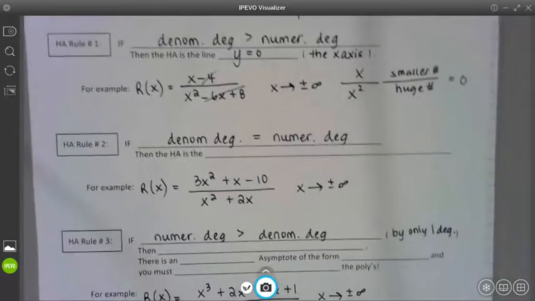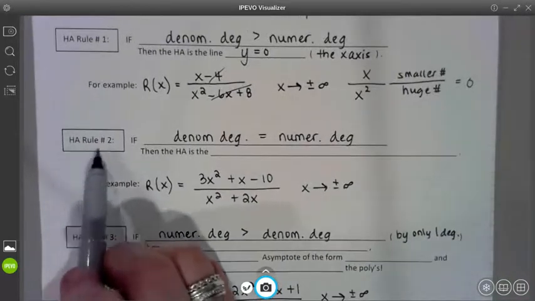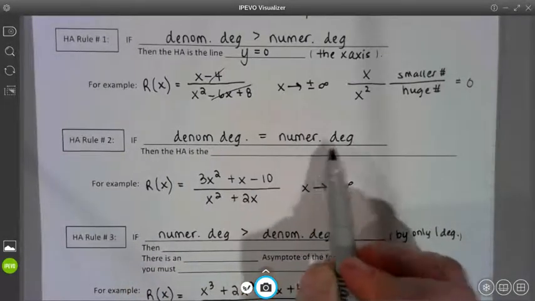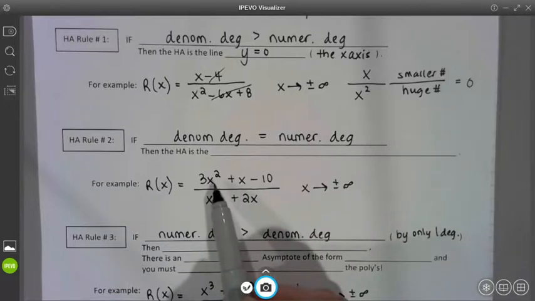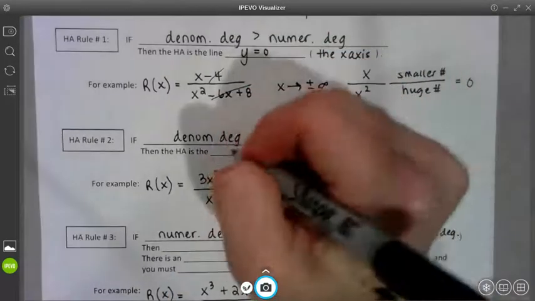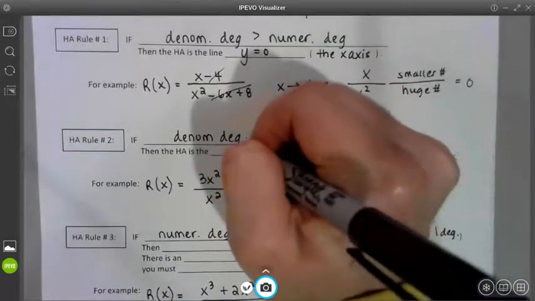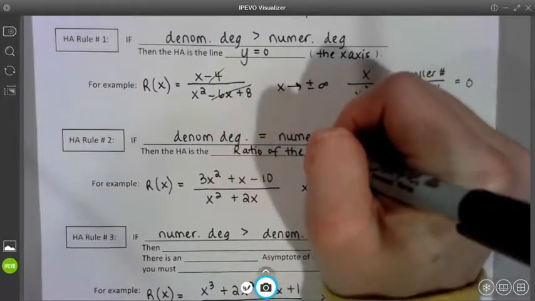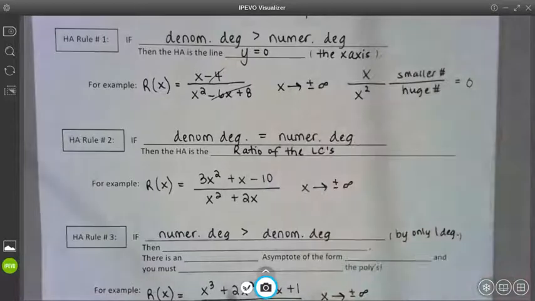All right? Horizontal asymptote rule number 2. What if the denominator's degree is equal to the numerator's degree, right? So what if it's a degree 2 polynomial divided by a degree 2 polynomial? Well, the rule says then the HA is going to be the ratio of the leading coefficients. Okay? So think about it.